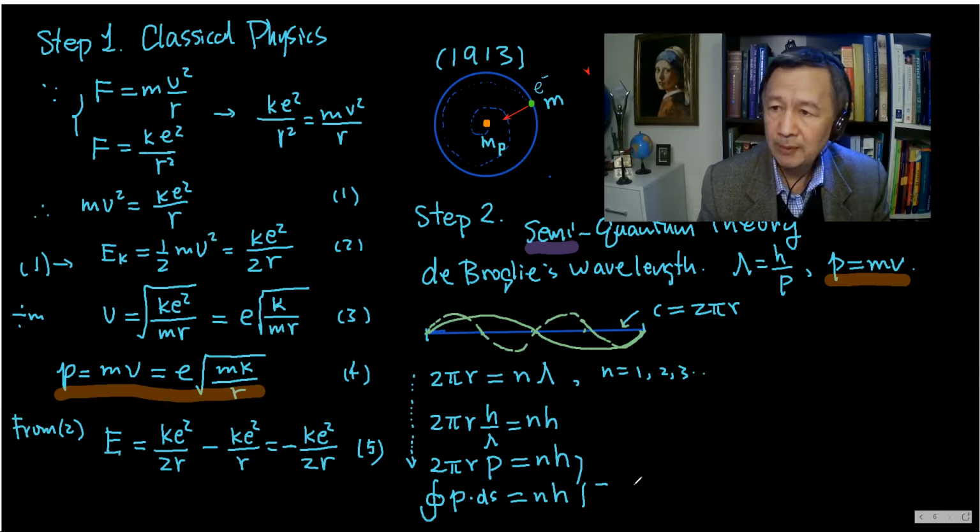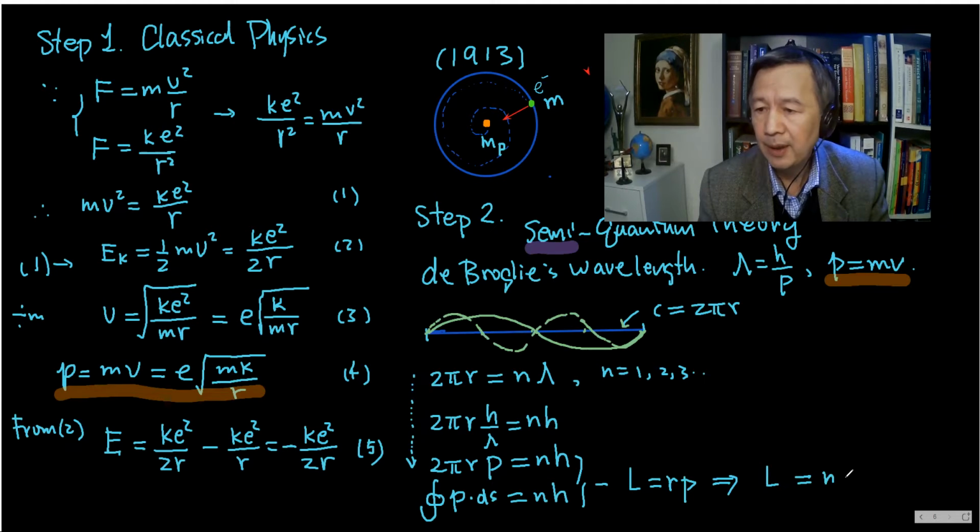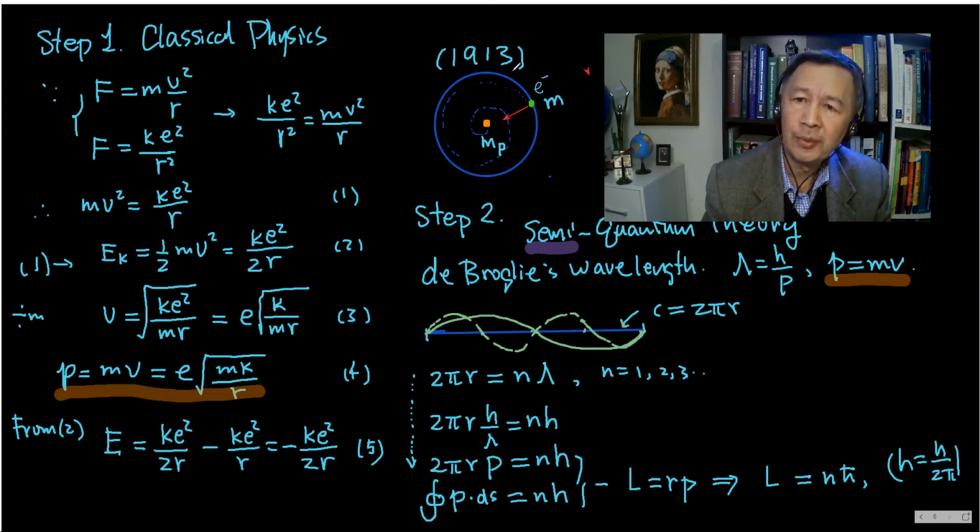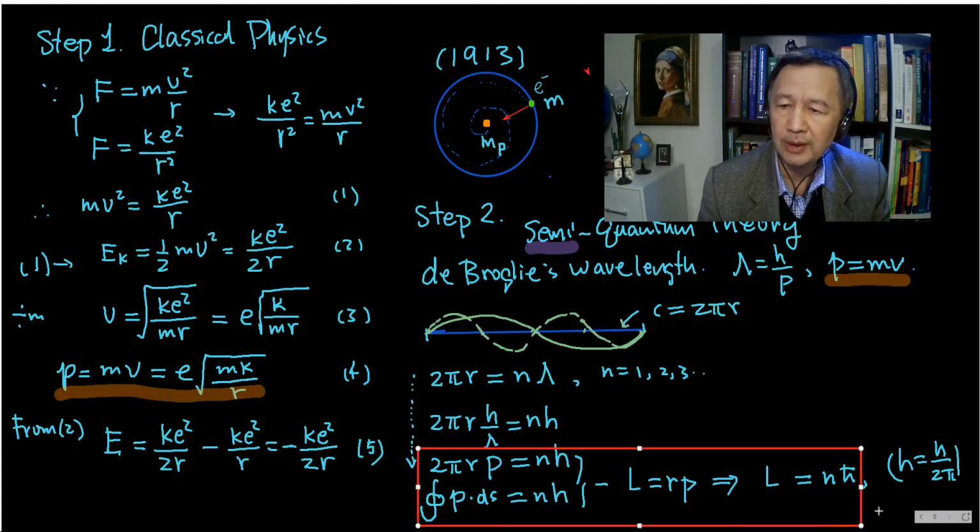For example, what is the product of r and p? It is angular momentum, so L equals r multiplied by p. That is angular momentum. So Bohr's quantum condition can be simply written as L equals n multiplied by h bar. So what is h bar? h bar is equal to h divided by 2 pi. All of these forms, when you see them in the textbook, are called the quantum condition.